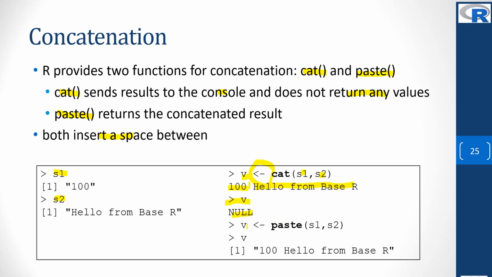Compare that to the paste function. Assign the result of pasting S1 and S2 to V, and it doesn't display it, but V now contains the concatenated string. So these are the two functions you'll use for concatenation and the difference between them. One displays and doesn't return anything, one does not display but returns the concatenated result.